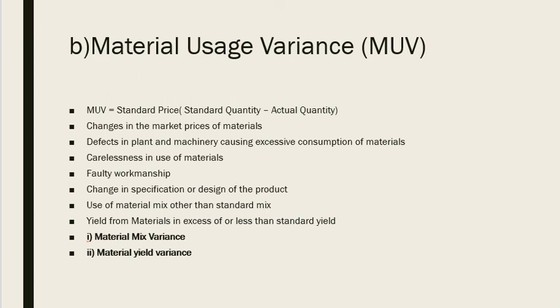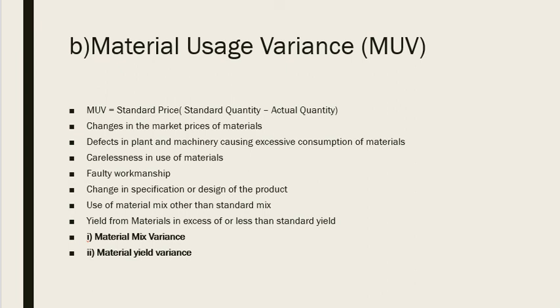So what is yield? Yield is nothing but the return you get from producing a product, or the return you get from the investment you are making. So the yield you get is very important. When there is a difference between the actual and the standard, that difference is called material yield variance when it is related to procuring materials.